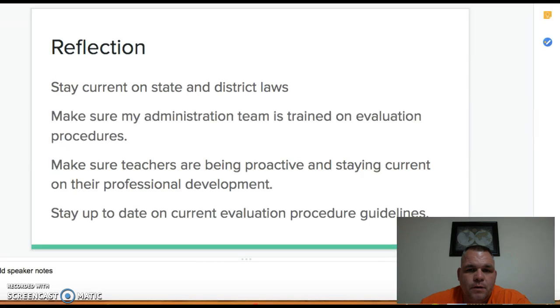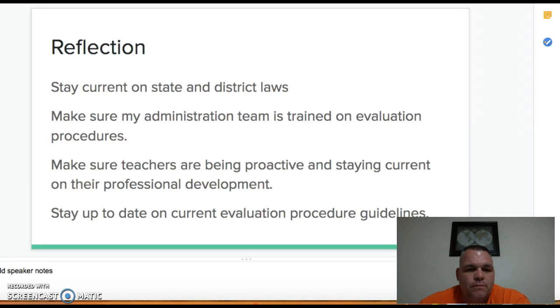What could I do as a future building leader? Stay current on state and district laws as they pertain to evaluations. Make sure my administration team is definitely trained on evaluation procedures. Make sure teachers are being proactive in understanding it, and if they don't understand it, to see their administrator. Make sure that they're up on their professional development and they're seeking professional development outside of what is just mandated by the school or the school district. I think it's important for teachers to be lifelong learners and to take charge of their own education. And then, of course, just stay up to date on current evaluation procedure guidelines.